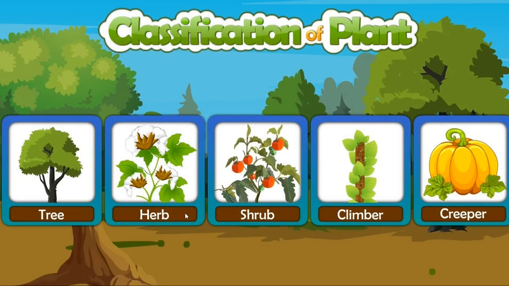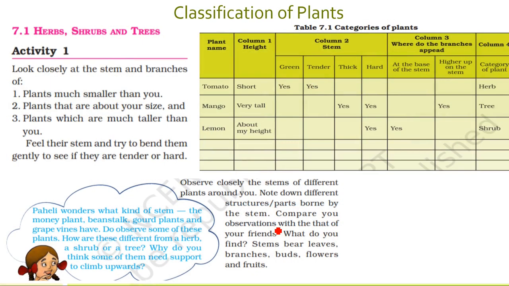Okay, then classification of plants. Your plants are broadly categorized into 5 categories: tree, herb, shrub, climber, creeper. These categories are on the basis of the type of stem they have. Along with this, the hardness, the woodiness of the stem, then the weakness of the stem. So these are the main points on the basis of which plants are categorized.